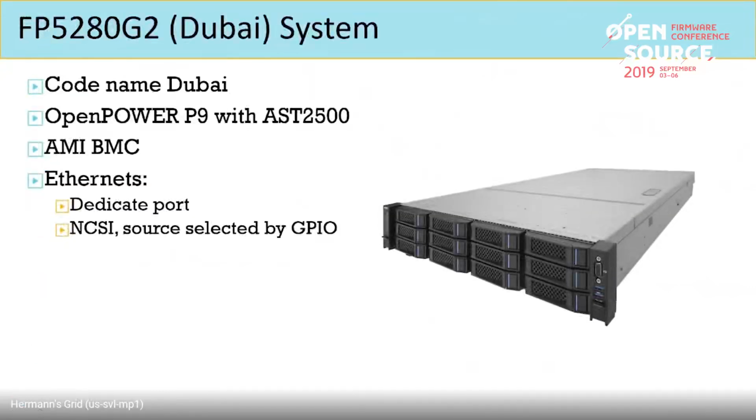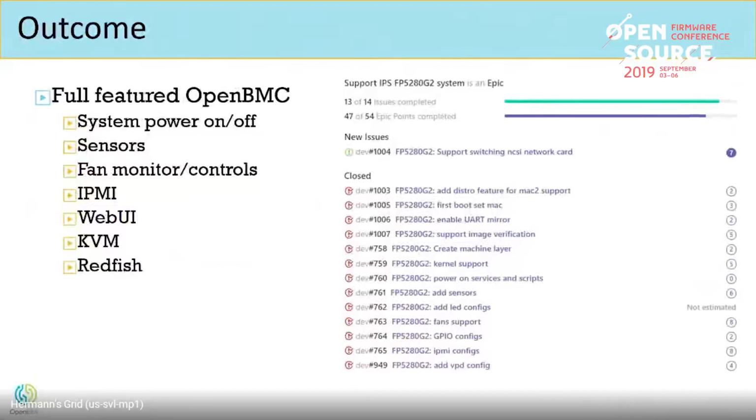So the Dubai system is an OpenPower P9 system with AST2500. As a product, it uses AMI BMC, and it has some special Ethernet. It has a dedicated port for BMC and has an NCSI link where the source could be selected by GPL. It could be configured to use an OCP network or use a PCIe network. So on this system, INSPA decided to use OpenBMC on it. Let's see how it goes.